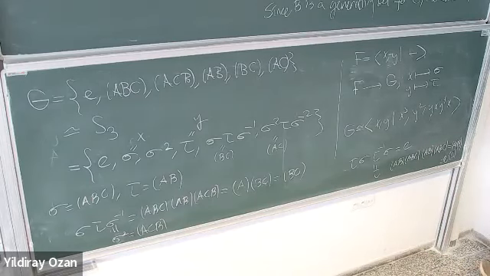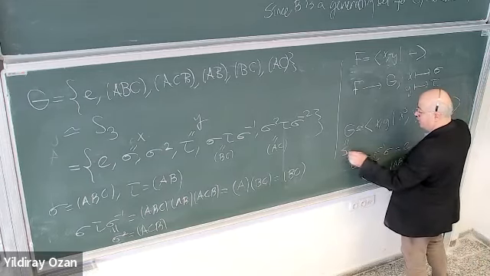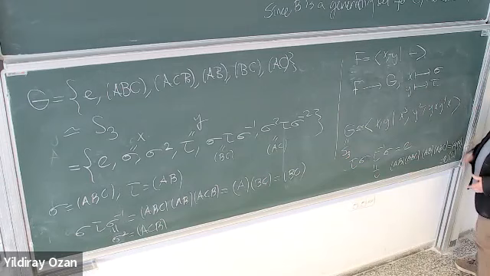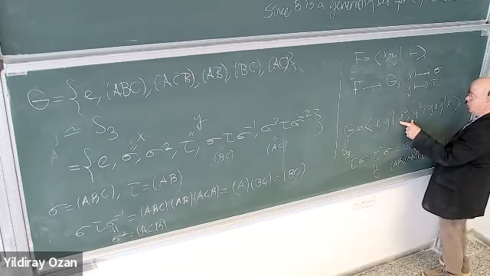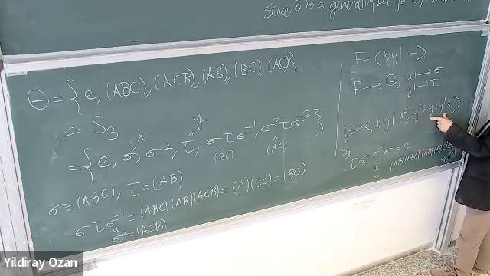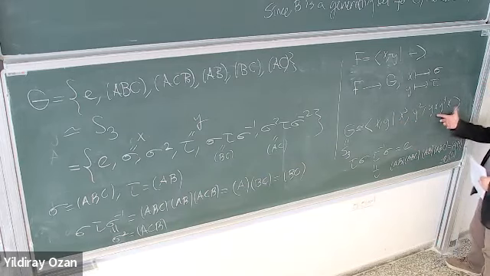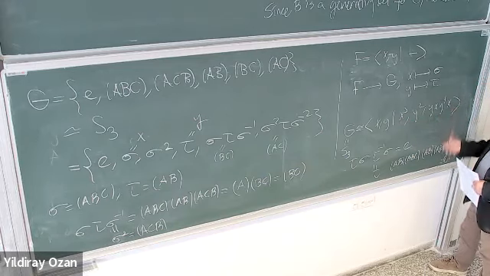Okay? So the group on 3 letters has, of course, several presentations, but this is one of them. It has 2 generators. One of them has order 3. The other one has order 2. And these 2 generators also satisfy this relation. It is not the commutator relation, but similar to the commutator, but it's not the commutator.